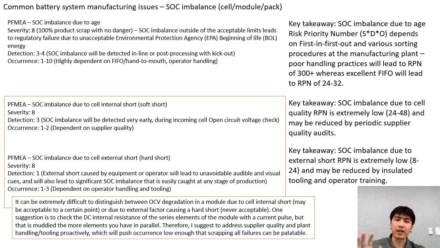But this can get really muddied the more cells that you have in parallel, because parallel resistances are added together. So you might see like 50 cells worth of resistance, but one is really, really high, but you won't be able to tell. So actually, my primary suggestion is to just address the supplier quality, keep a good handle on that, and then the plant handling, with the operators and with your tooling, you also need to address that very, very proactively. And then once you do all of that, it will push the occurrence score so low that you can safely scrap all the failures, because it can be very hard to distinguish. So the correct thing to do, really, in my opinion, is to scrap all the failures.